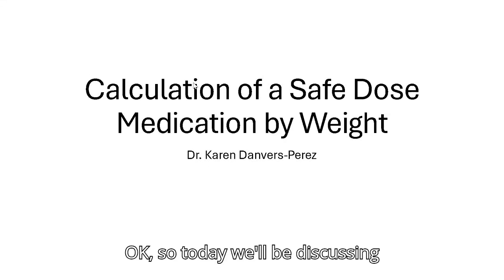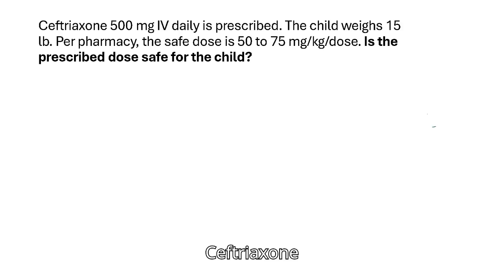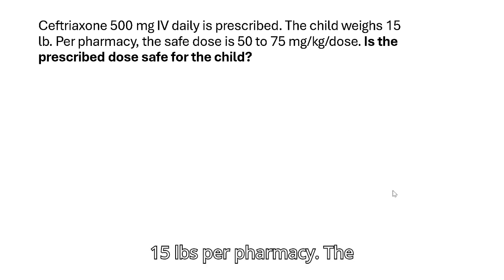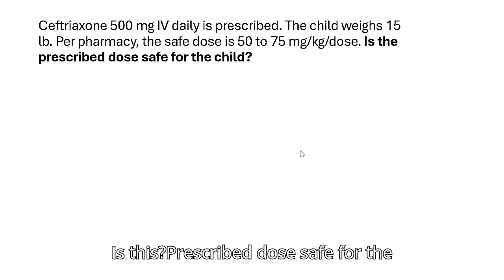Okay, so today we'll be discussing calculation of a safe dose medication by weight. Ceftriaxone 500 milligram IV daily is prescribed. The child weighs 15 pounds. Per pharmacy, the safe dose is 50 to 75 milligram per kilogram per dose. Is this prescribed dose safe for the child?